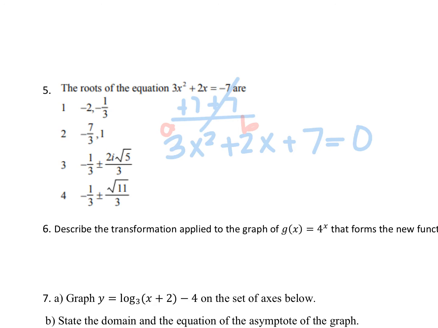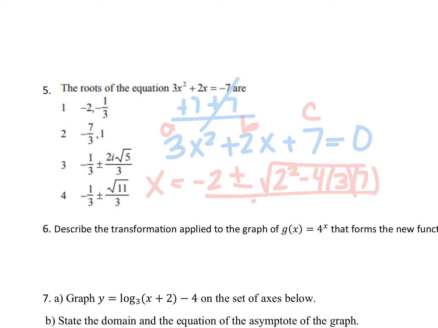So I know this is quadratic formula. Looking at the choices, I can see the plus or minuses in choices 3 or 4. I'm actually going to probably go with those. And then I'm going to plug into the quadratic formula. So x equals negative b, negative 2, plus or minus the square root of b squared, so 2 squared minus 4, a is 3 and c is 7, all over 2 times 3, which is a.